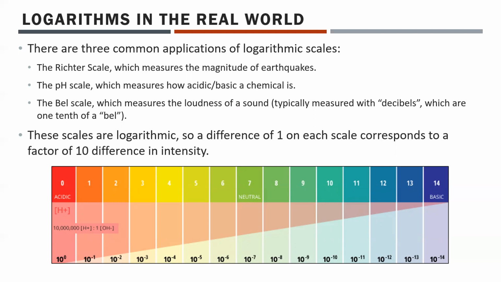So in other words, if you go up, like this is a pH scale, this whole rainbow looking thing right here, if you go up by 1 pH, you're losing 10 times as much concentration of hydrogen ions in your solution, right? Same with the Richter scale. If you have a magnitude 3 earthquake versus a magnitude 4 earthquake, that magnitude 4 earthquake is 10 times more intense. That's what we would deal with in a logarithmic scale.